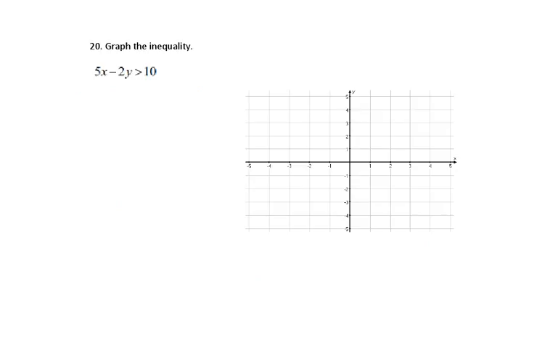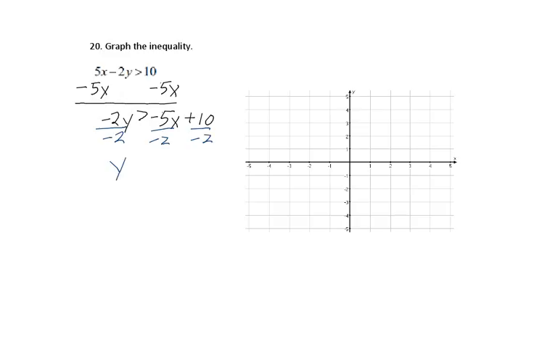All right, number 20. Graph the inequality. So first, let's get y alone. So what I like to do is subtract 5x. So you get negative 2y is greater than negative 5x plus 10. Then I like to divide everything, and I mean everything, by negative 2. So what you end up getting is y is less than, because the arrow changes direction if you divide by a negative, positive 5 over 2x minus 5.